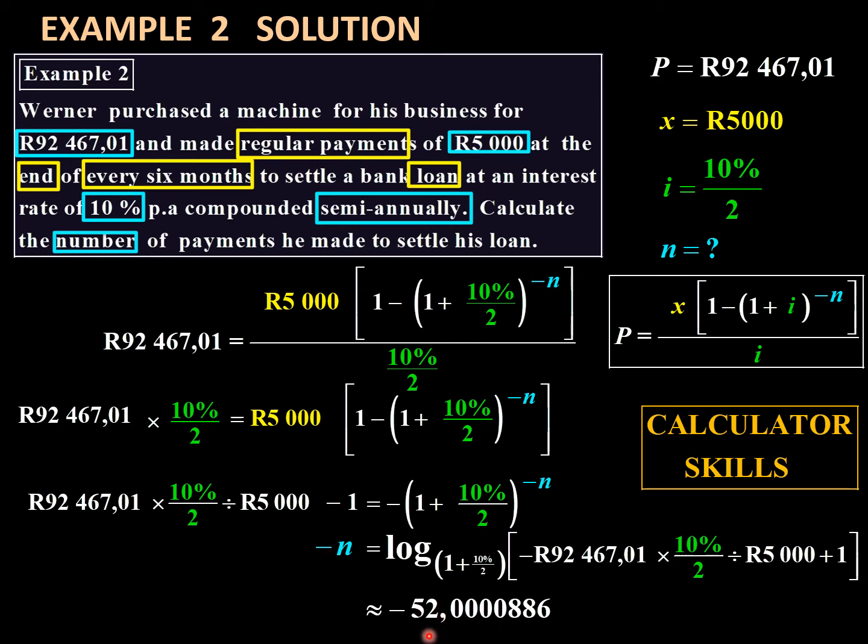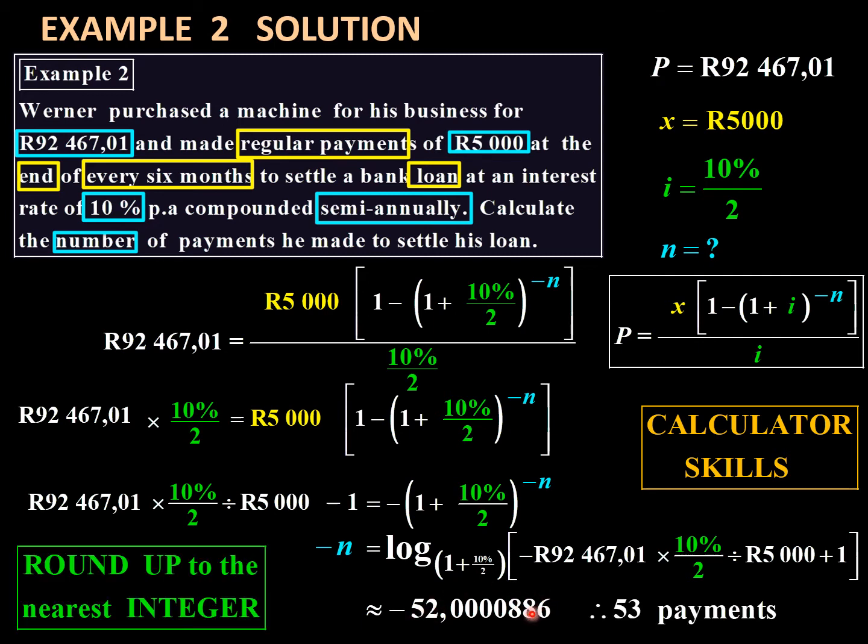But how many payments must he make? 52? No, it must be more than 52. Although it's a small decimal, it is more than 52. So more than 52 means 53 payments. You always have to round up to the nearest integer, even though it's a very small decimal, it's definitely more than 52. It's going to be 52 of those 5,000 payments and a smaller extra payment, which we will discuss in some later slides.